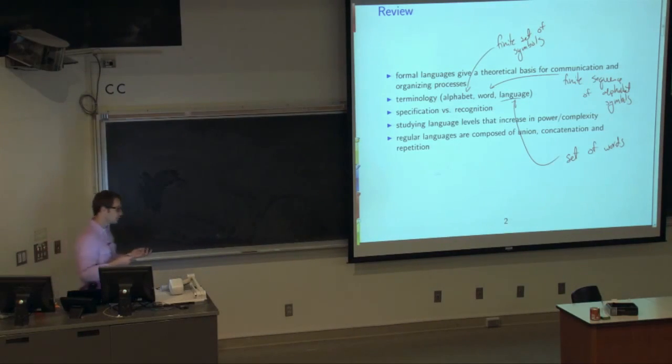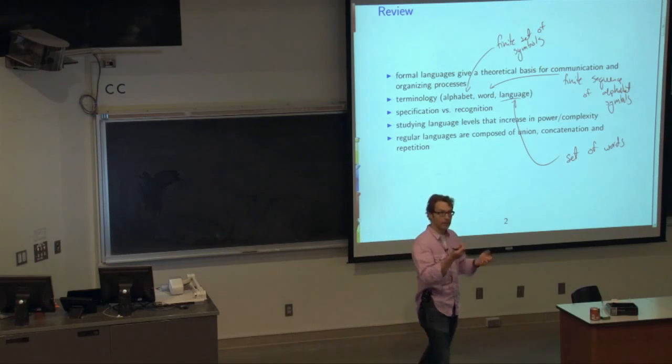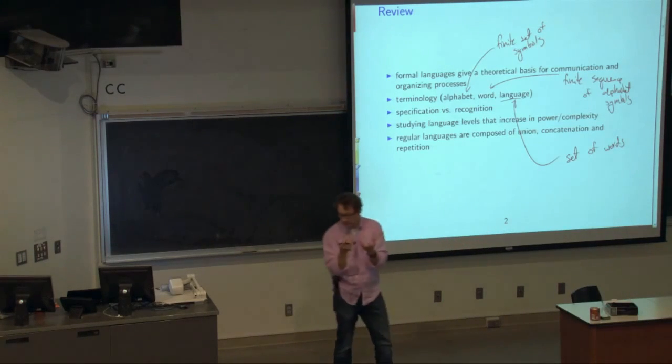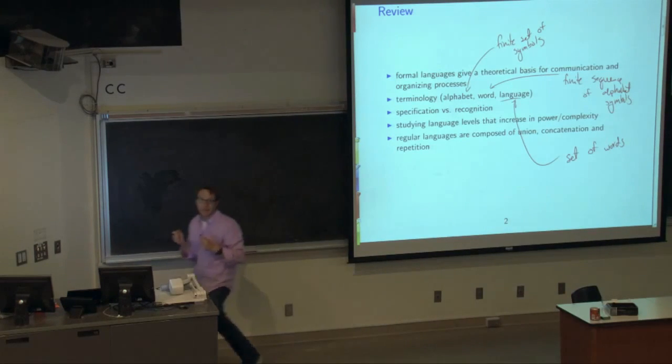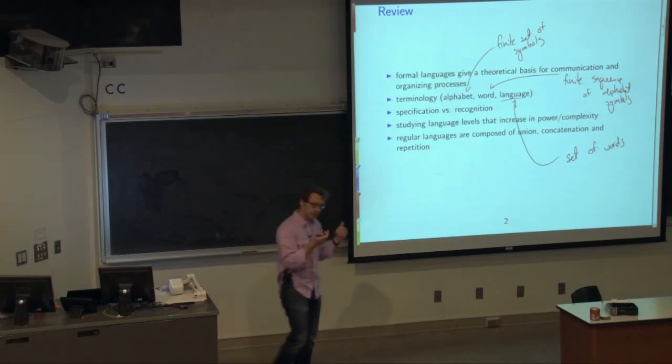We've talked about specification versus recognition. What that means is I can describe something, and I can also recognize something. So in some senses, a dictionary is a way of specifying a language. It has the set of all the words that are valid in English. But to recognize English is something different.